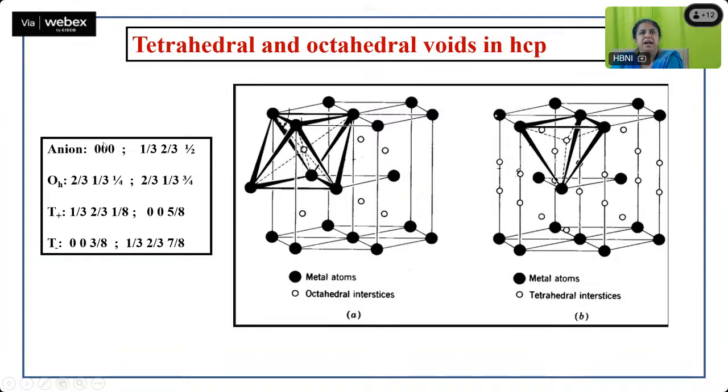The number of lattice points, forgetting about the anion right now, is 2 in the HCP, and we decided that the coordinates are 0, 0, 0 and 1/3, 2/3, 1/2. Now, where are the octahedral holes?